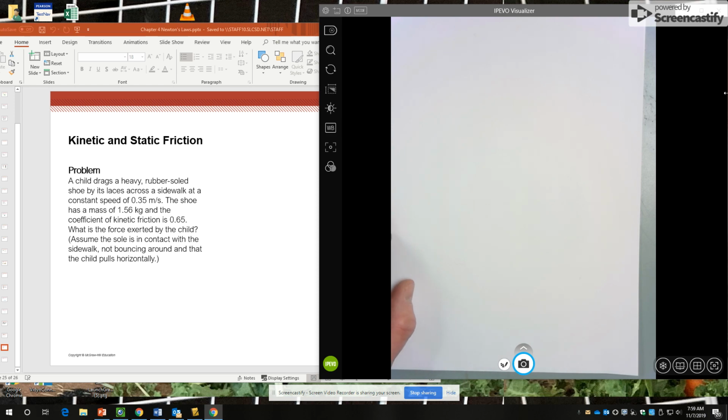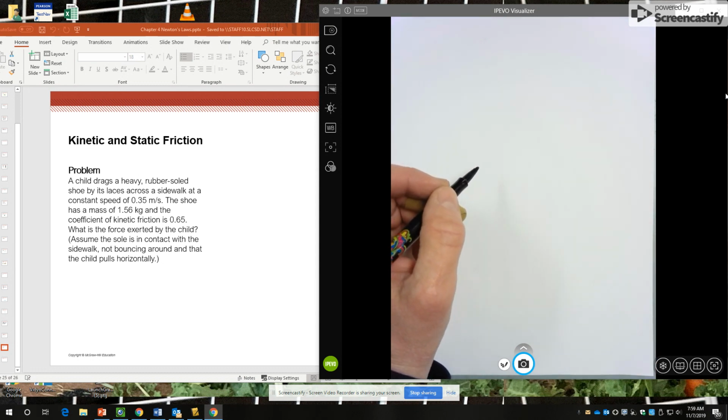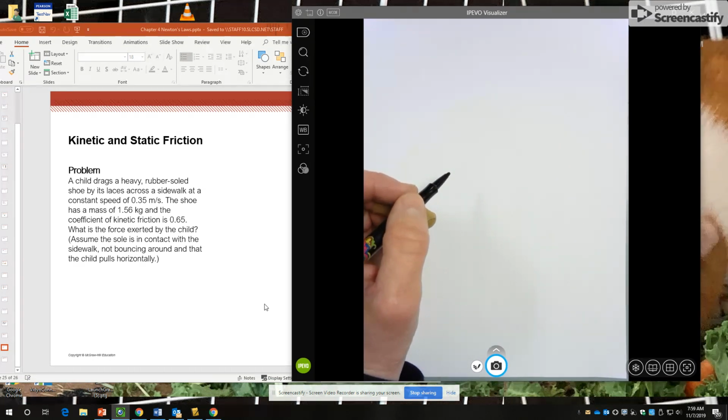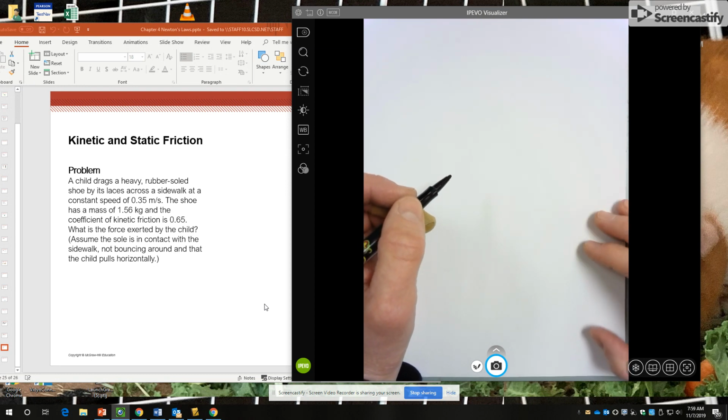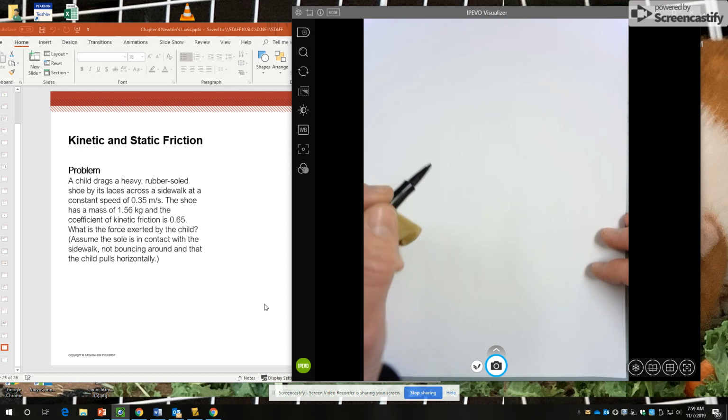All right, so two example problems for kinetic and static friction. A child drags a heavy rubber-soled shoe by its laces across a sidewalk at a constant speed of 0.35 meters per second. The shoe has a mass of 1.56 kilograms and the coefficient of kinetic friction is 0.65. What is the force exerted by the child? Presumably, force exerted by the child on the shoe.